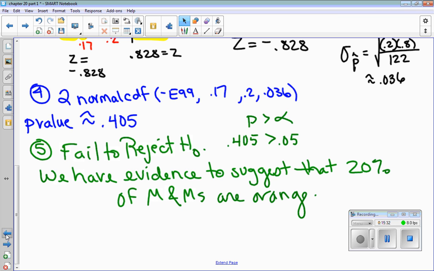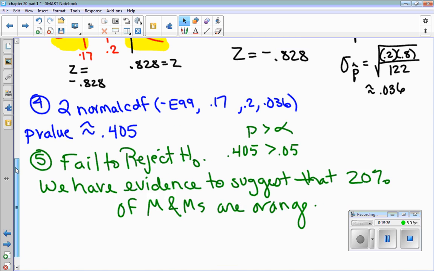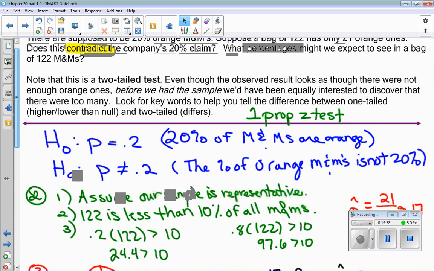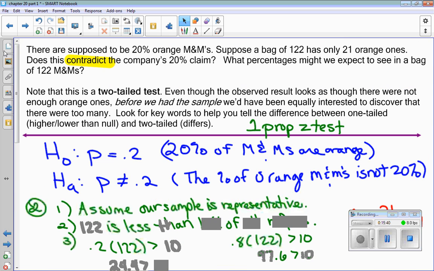Okay? The only thing different about this problem is that we have a two-tailed test because of the word contradict. Everything else stays the same. The alternative hypothesis is now not equal to. We can plug this into the calculator. Let's double check that we got the same p-value.